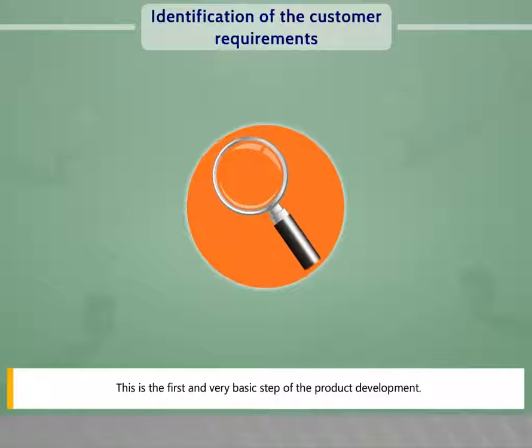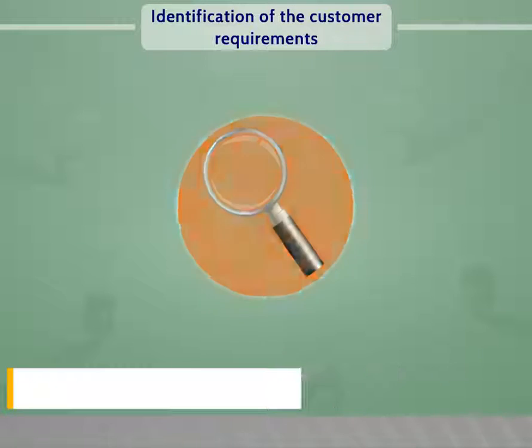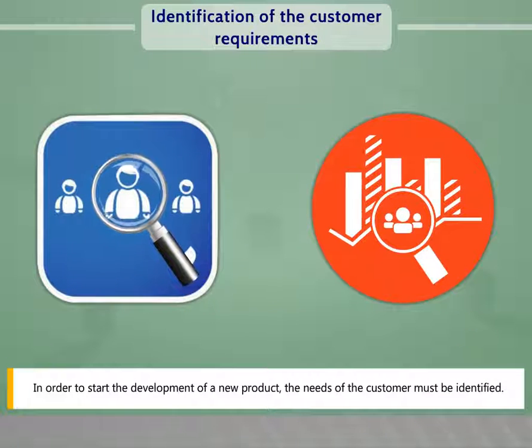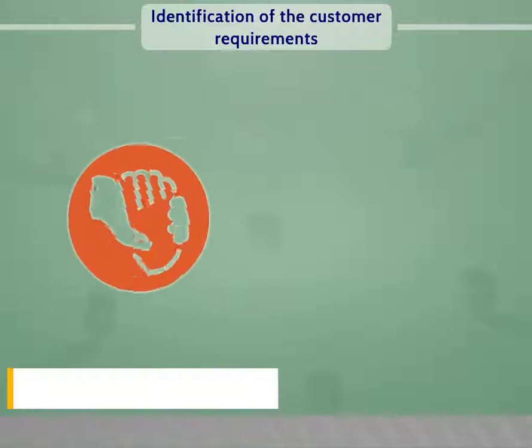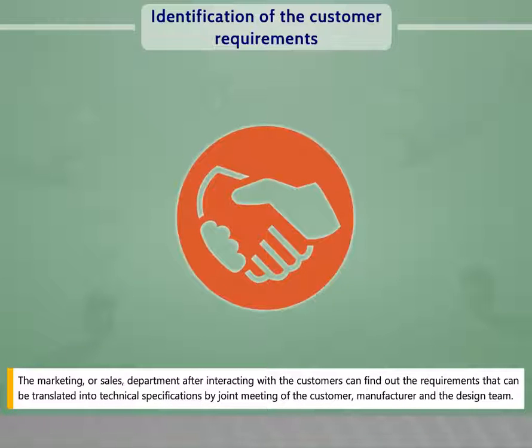Identification of the customer requirements. This is the first and very basic step of the product development. In order to start the development of a new product, the needs of the customer must be identified. The marketing or sales department, after interacting with the customers, can find out the requirements that can be translated into technical specifications by joint meeting of the customer, manufacturer, and the design team.